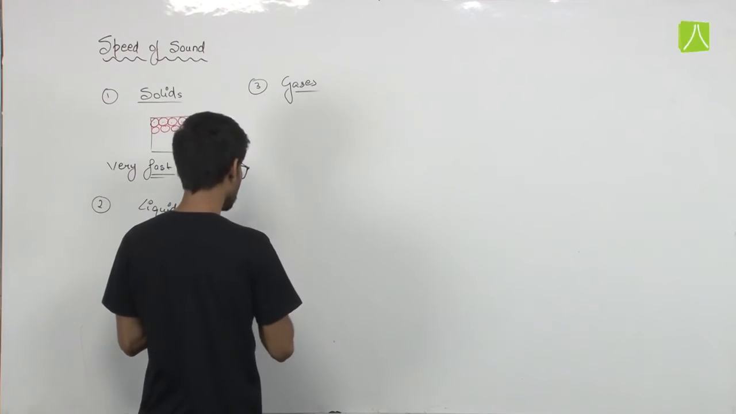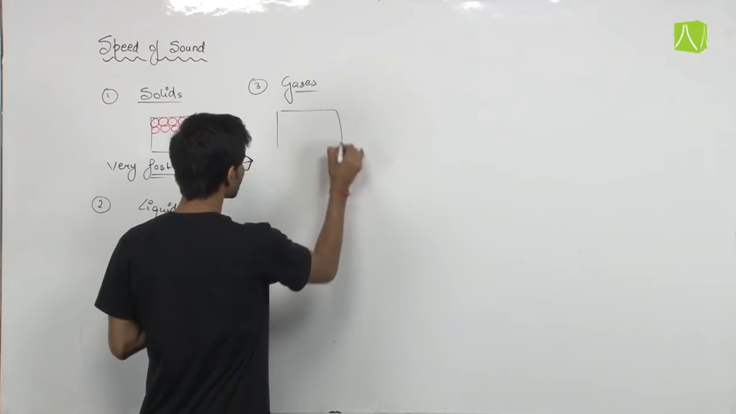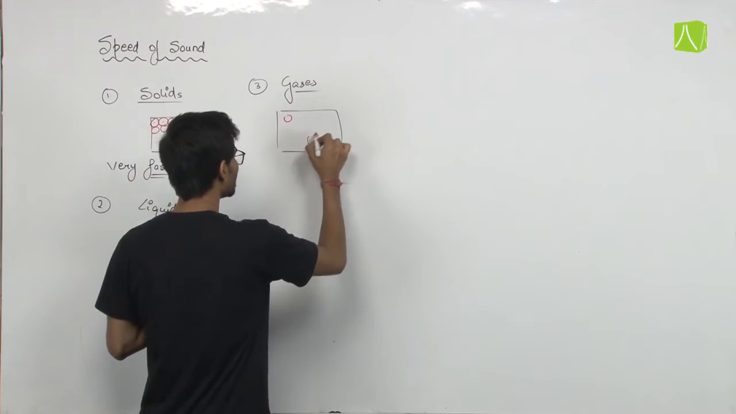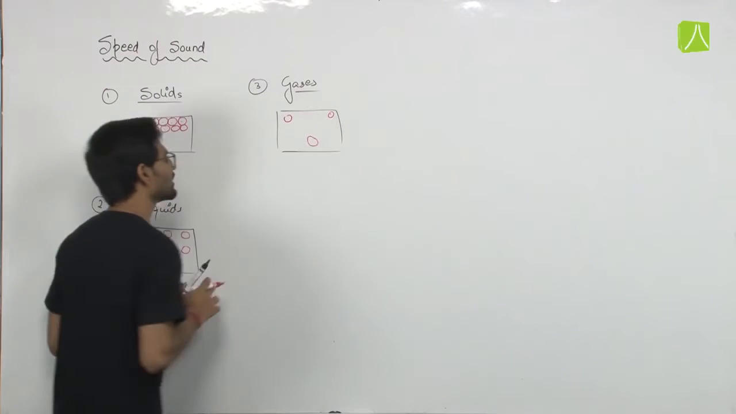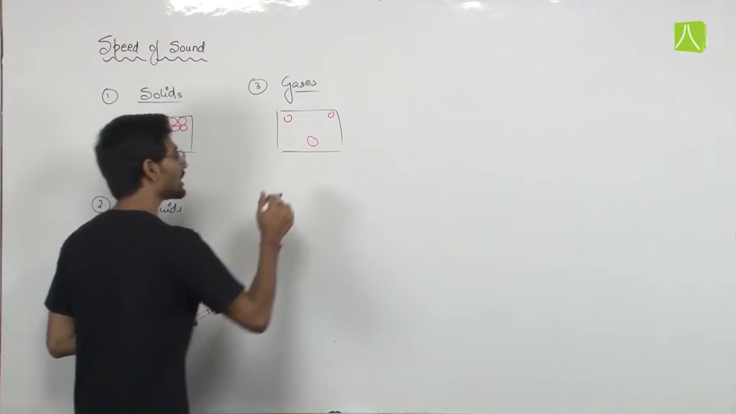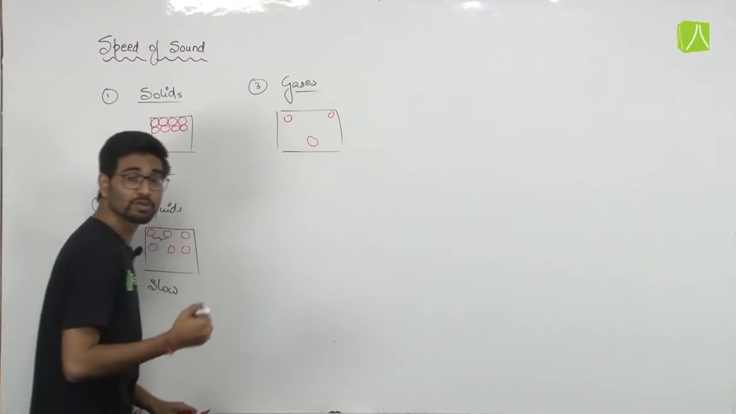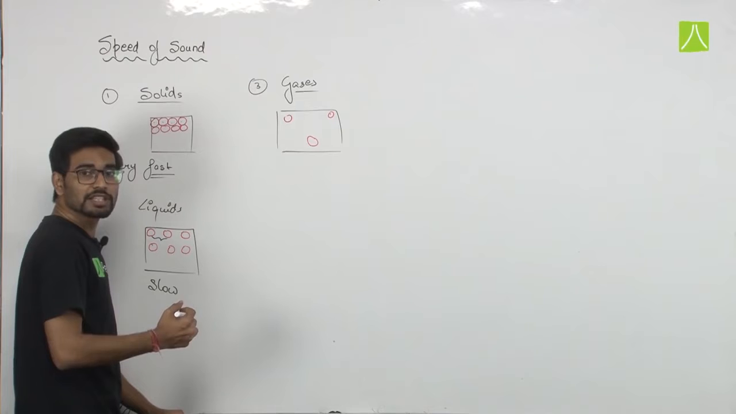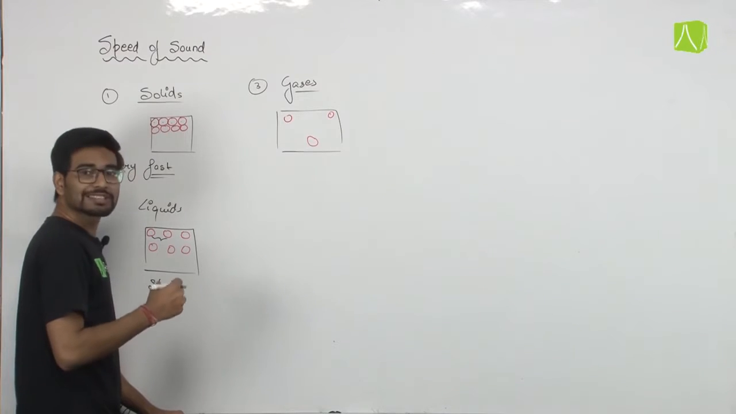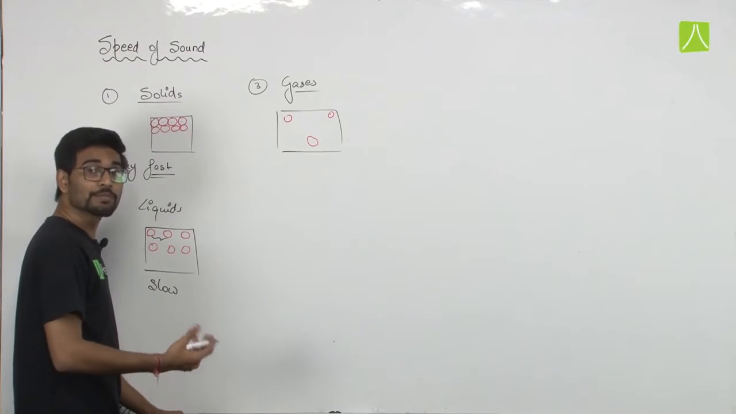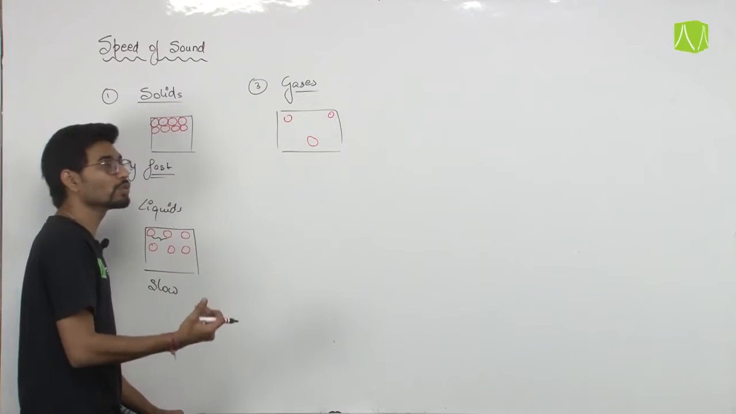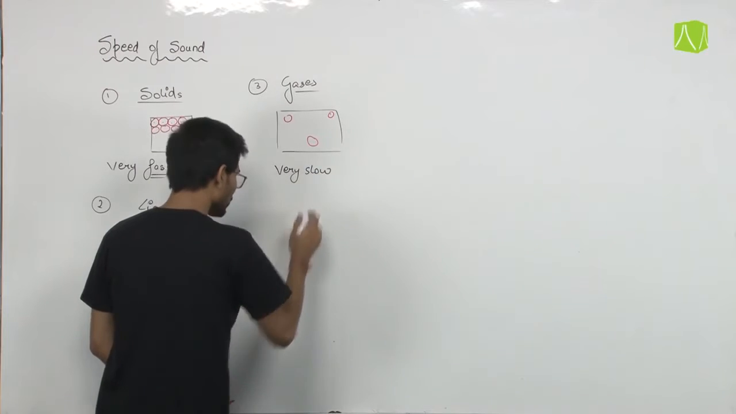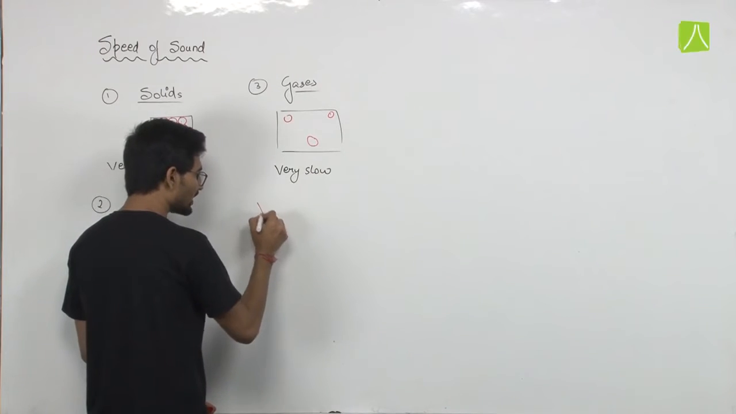Now what we will see is the third, that is gases. What will happen in gases? We know the structure of gas. What is the structure of gas? In gas, the atoms and molecules are very far from each other, so they have to travel a great distance before they transfer their energy to the neighboring particle, atom or molecule. So the time lag over here will be very large, which means the speed of sound will be very low, a very slow speed.